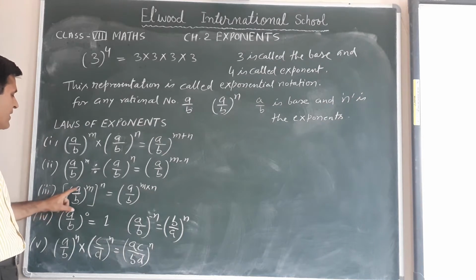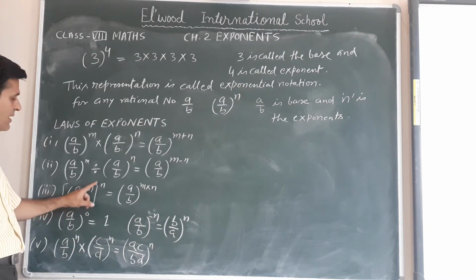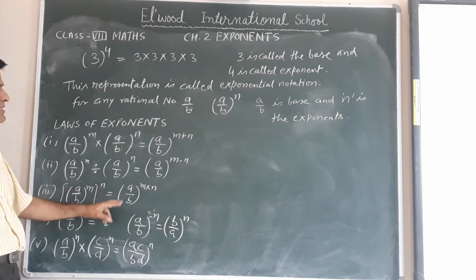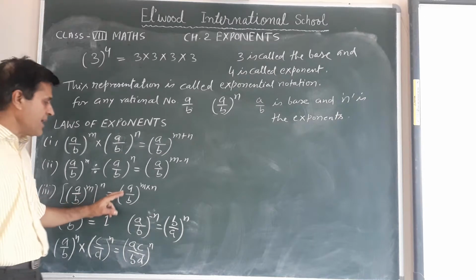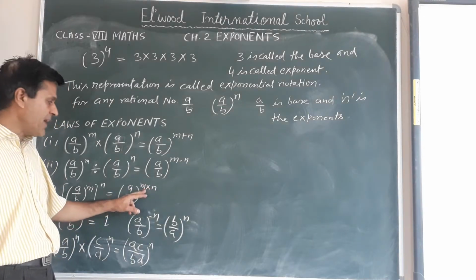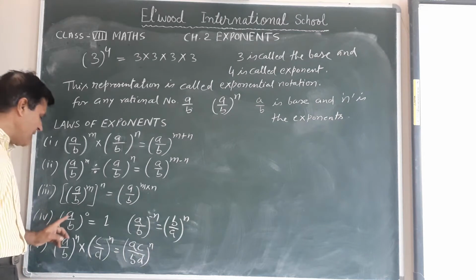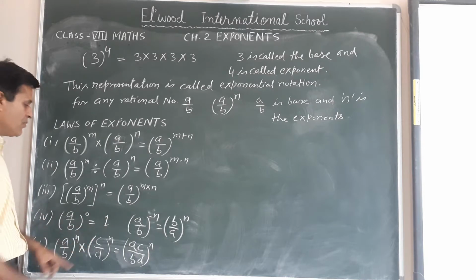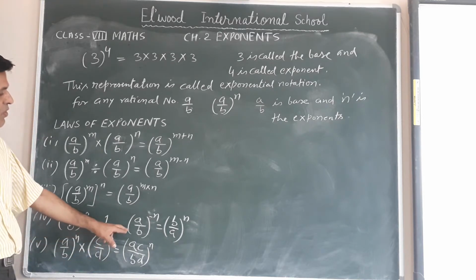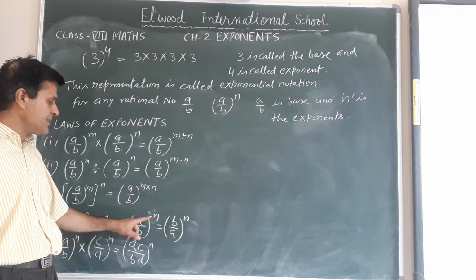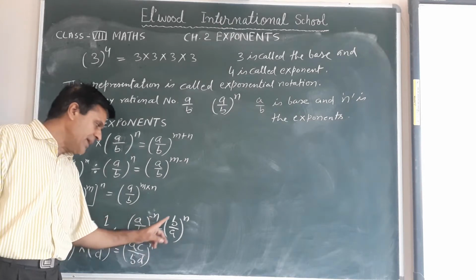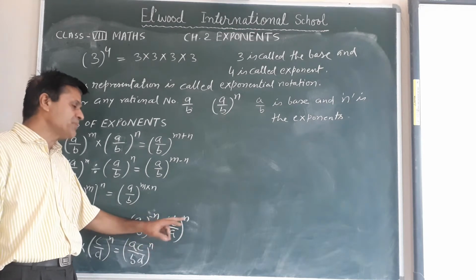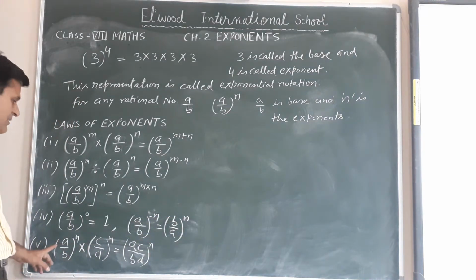Third law is that (a upon b) raised to power m, whole raised to power n. When there is a power and power, then in this case the base is a upon b, powers will be multiplied, it will become m into n. When any rational number has zero exponent, then its value will always be 1. And one more law is that when a upon b has negative exponent, then we will make the base as reciprocal, it will become b upon a and exponent will become n, positive.